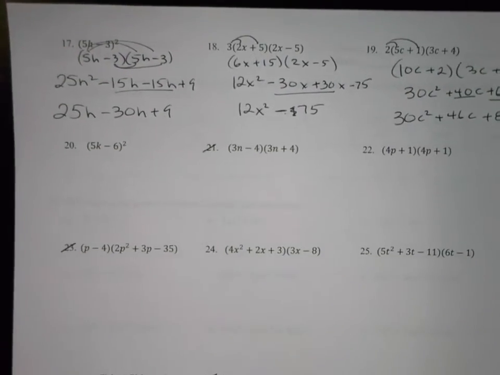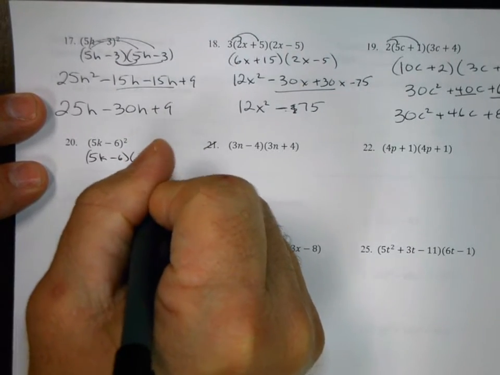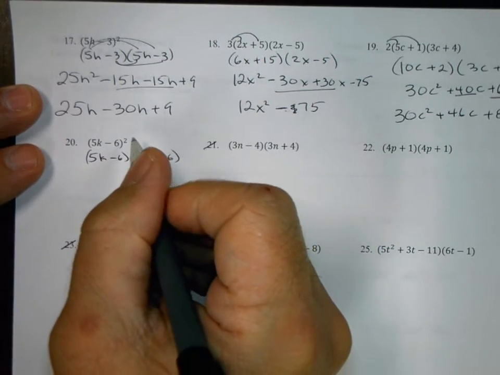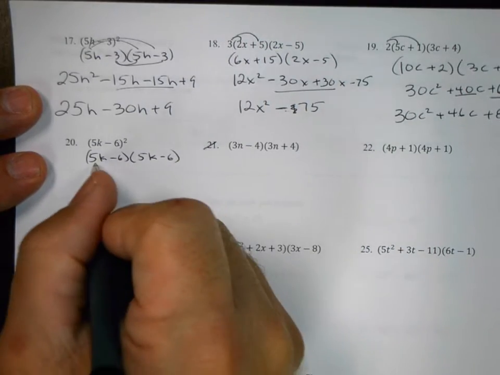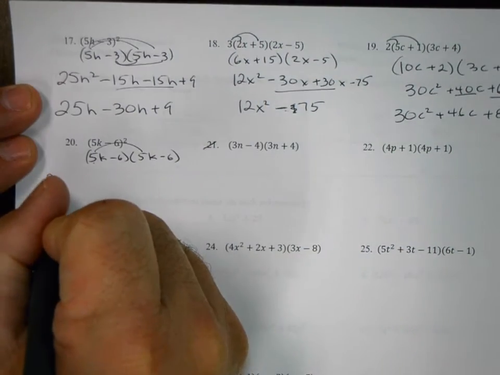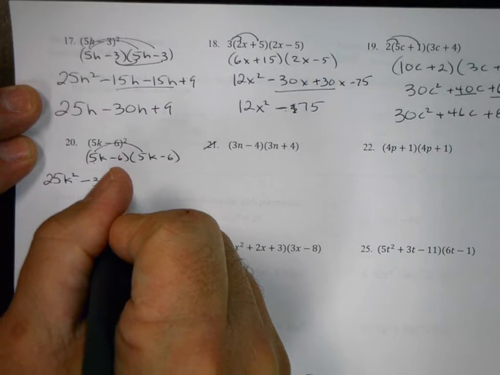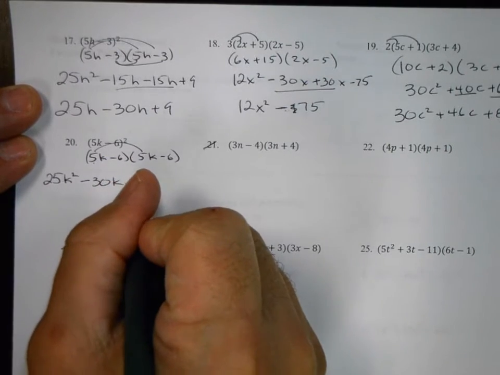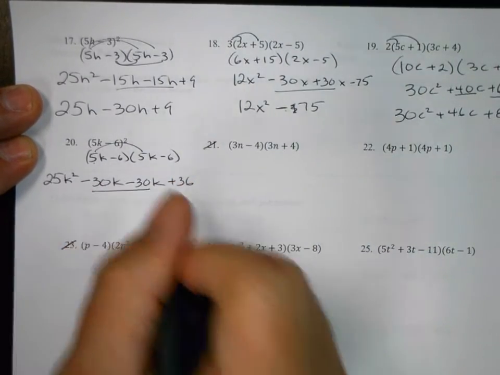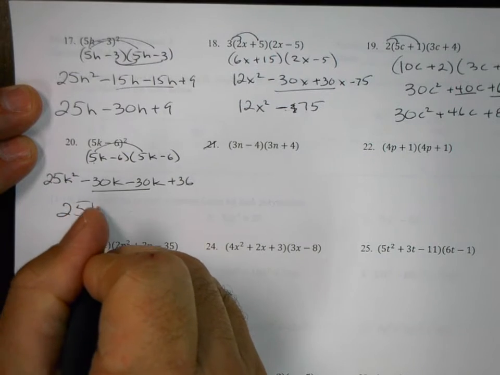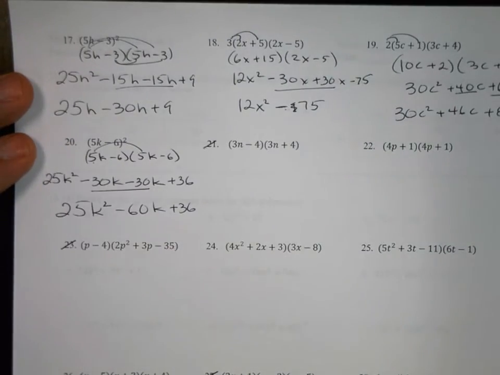All right, moving on. This is 5k minus 6 times 5k minus 6. Remember, your answer will never be 25k plus 36. You have to multiply it together. So 5k times 5k is 25k squared. 5k times negative 6 is negative 30k. Negative 6 times 5k is negative 30k. And negative 6 times negative 6 is positive 36. Combining the middle two terms, 25k squared minus 60k plus 36.